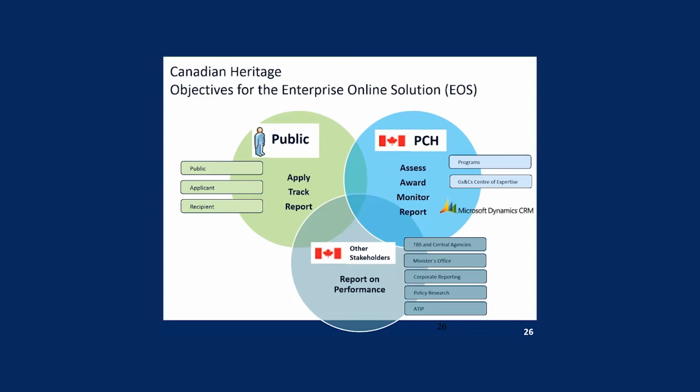So this type of capability that the public required, as I mentioned earlier, the type of functionality you need to provide to them needs to be fairly intuitive, and you need to guide them through the kinds of business rules and things that are associated with submitting an application to a program. So those were the objectives for the Heritage online portal.